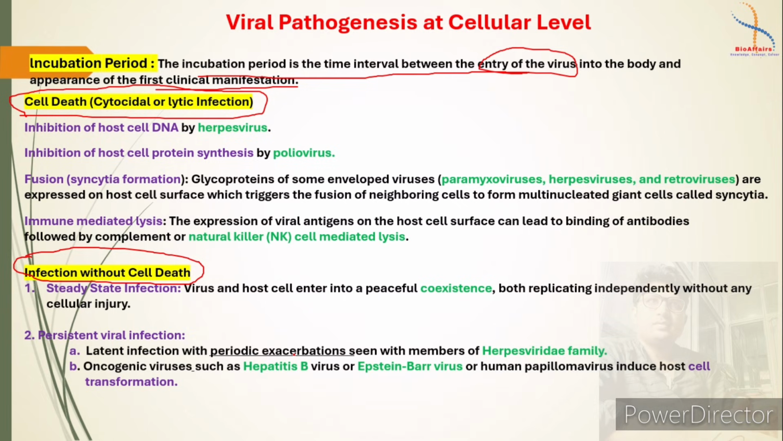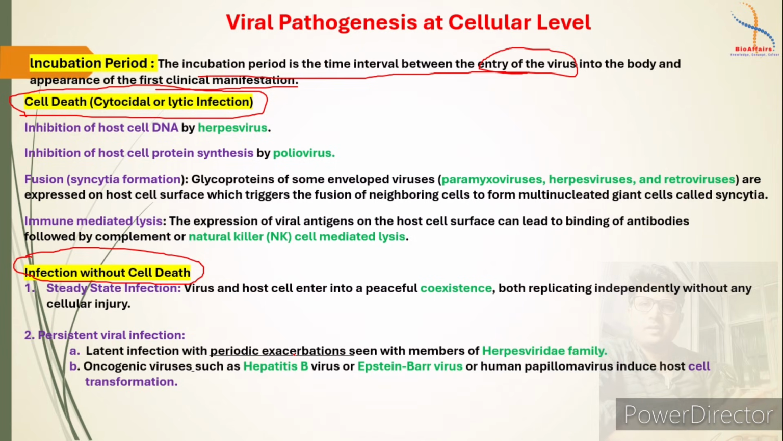That is herpes virus, which inhibits host cell DNA synthesis, whereas in the case of poliovirus, there is inhibition of cell protein synthesis. So what will happen if you inhibit the DNA synthesis or the protein synthesis? There will be no multiplication or any kind of basic work going on in your cell. Metabolism will be stopped.